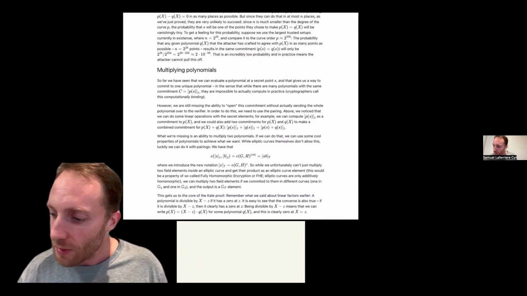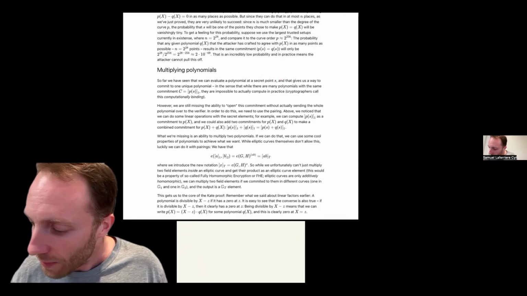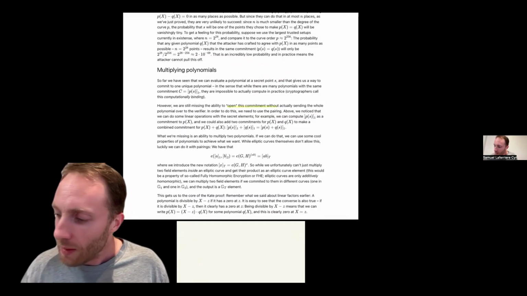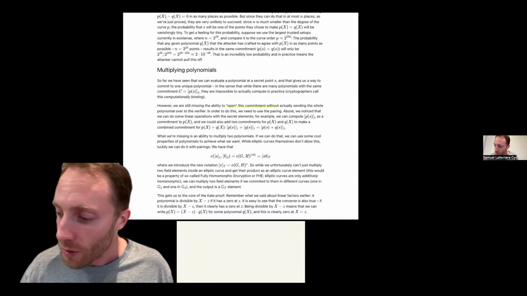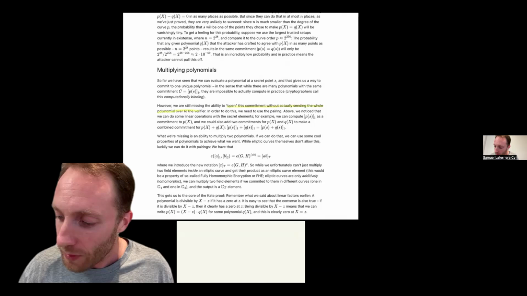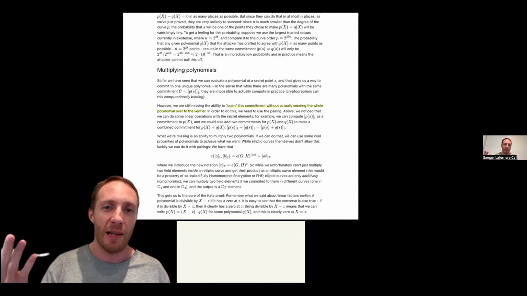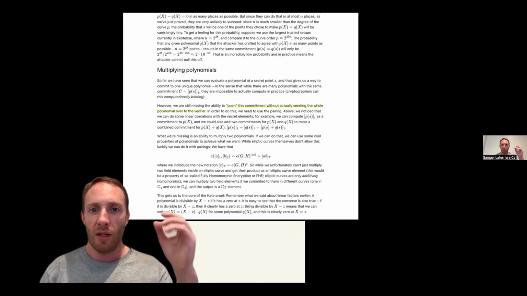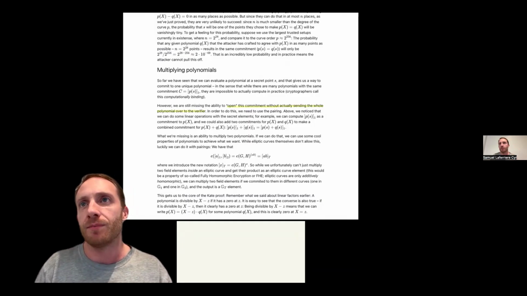Okay, so that's what he's saying here. We're still missing the ability to open this commitment, of course, without actually sending the whole polynomial over to the verifier, right? So we're trying to do better, as we said, than the Merkle tree commitment approach.